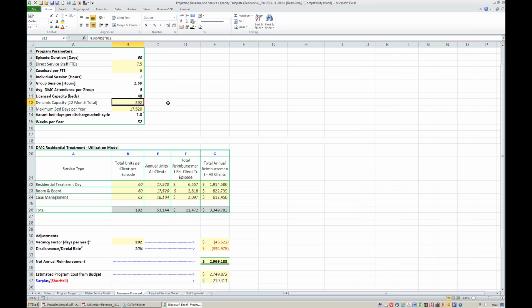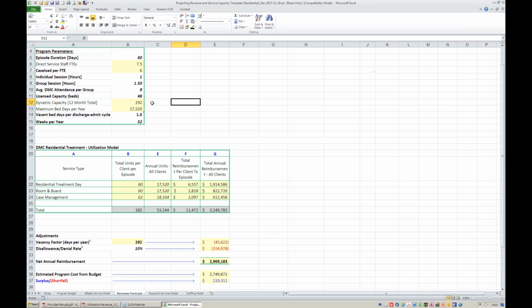And you can see the formula here. You hit F2 and it highlights the cells. So really it's a function of your license capacity and the duration. And so that would be, again, under optimal circumstances, the total number of people you'll see per year.